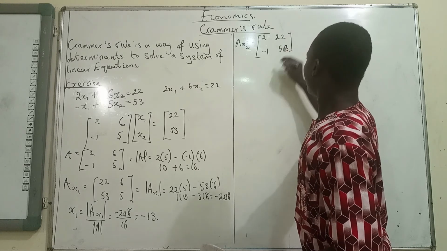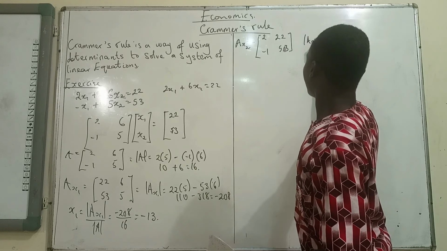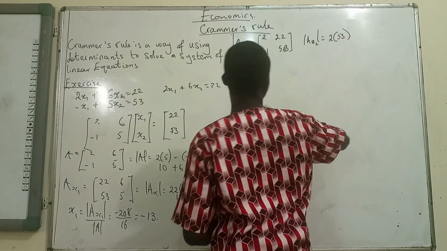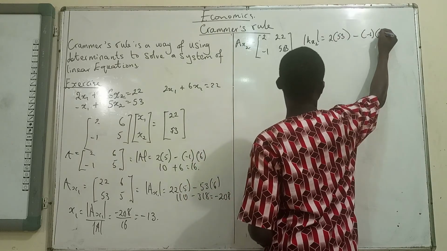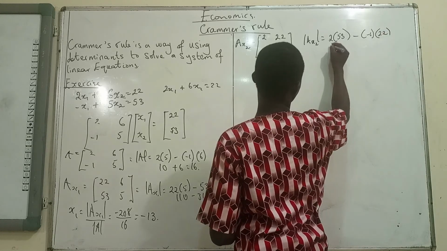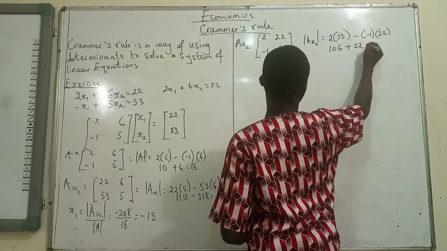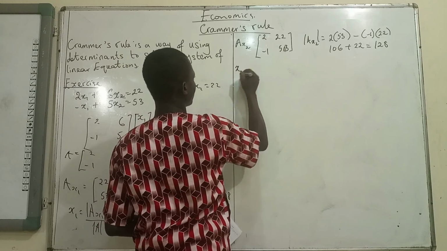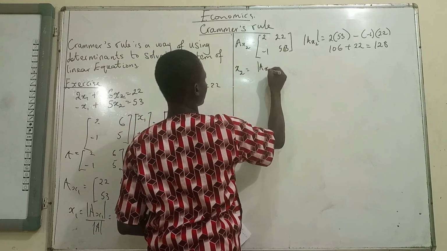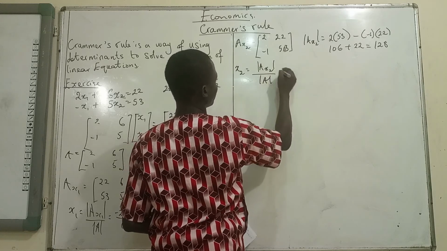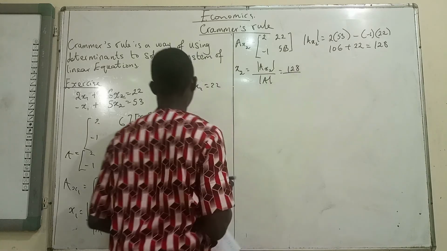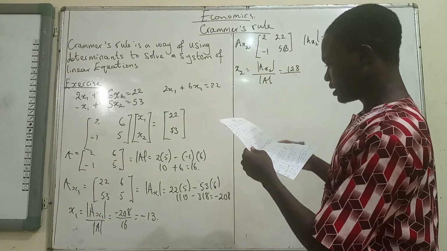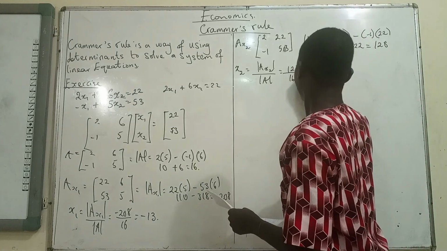So how do we get the determinant? The determinant of A x2 is going to be equal to 2 multiplied by 53, then minus 1 multiplied by 22. So this is going to give us 106 plus 22, and then we have 128. So x2 is the determinant of A x2 divided by the determinant of A, which is 16, right? Divided by 16, and that gives us 8.